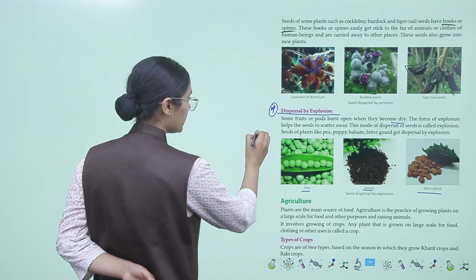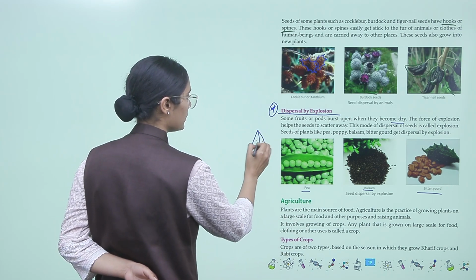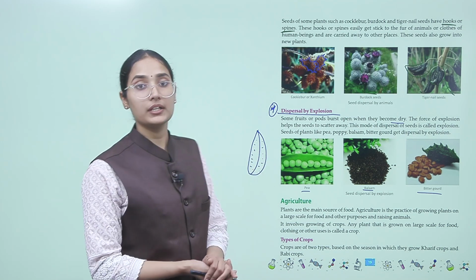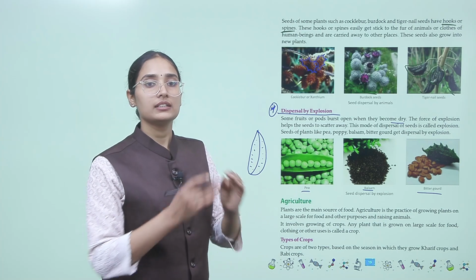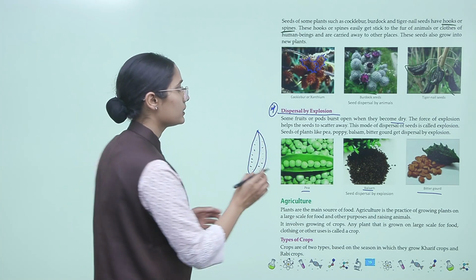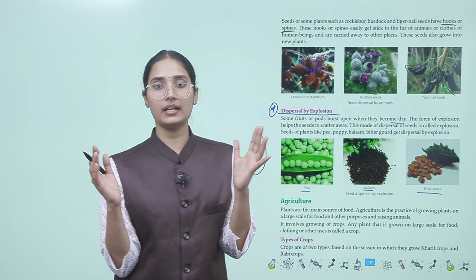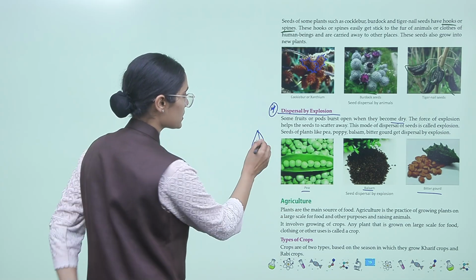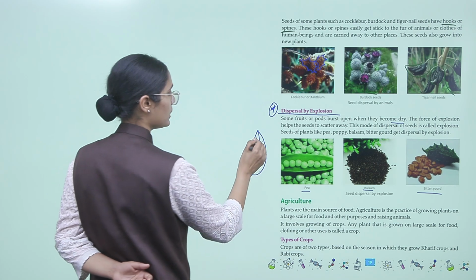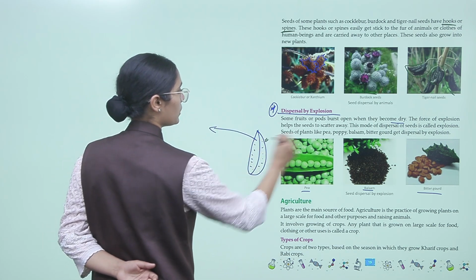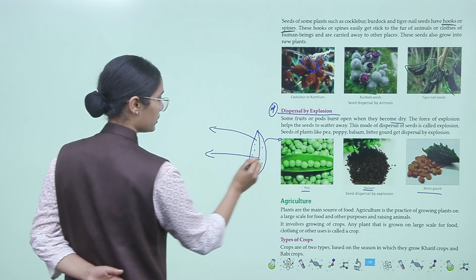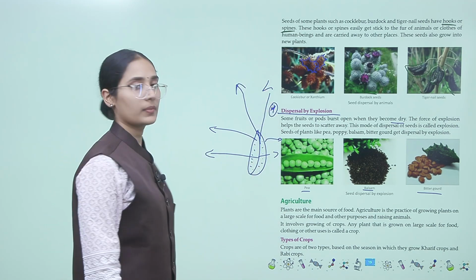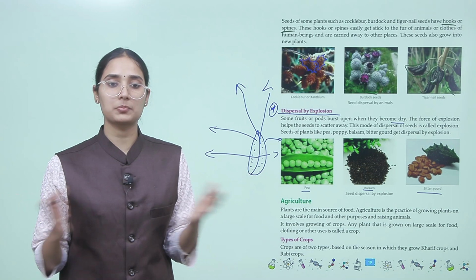When the seed becomes dry inside, right? And the pressure reaches a point, after that this pod opens up and bursts, right? With the force of explosion. And when this opens up with the force of explosion, the seeds move in different directions, right? And this is how it gets dispersed.